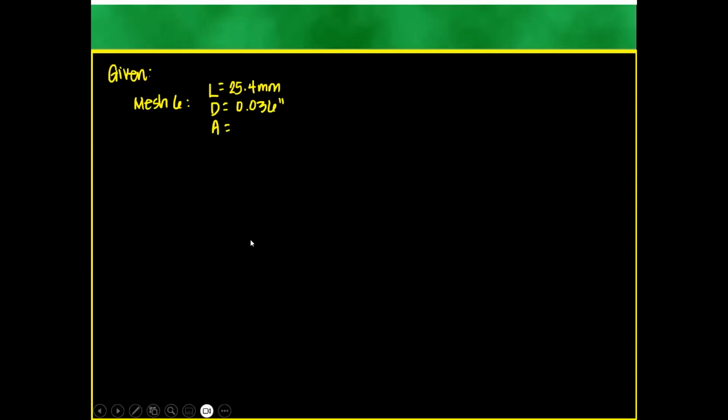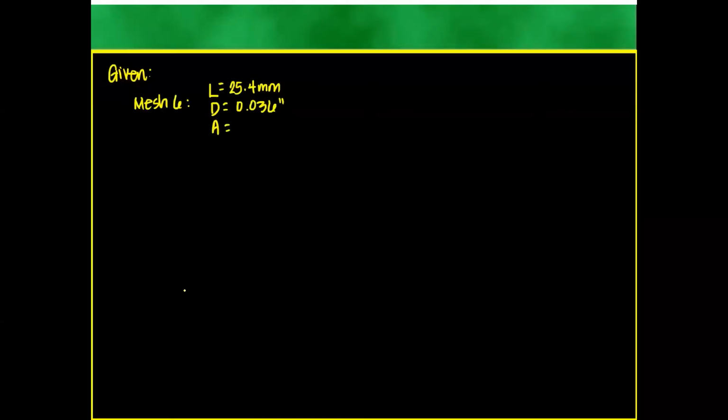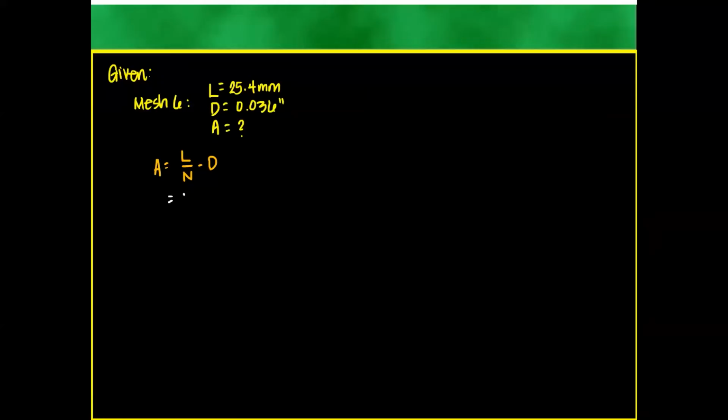So what you're being asked to solve for is the clear opening. The clear opening is the aperture, right? And then the percentage open area. So the aperture is the one that's being asked. We have a formula for aperture. As I said last time, aperture is basically L over N minus D. So here we can solve for this: 25.4 over mesh 6, therefore this is 6, minus 0.036 multiplied by 25.4. Can you please answer this for me?